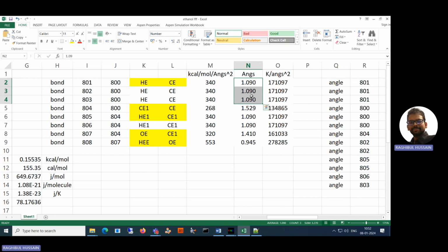So replace all the numbers by the variables. Then only you can identify different types of bonds, different types of angles. Total bonds are how many? So total we have 8 bonds right now. But how many types? Types are only 5. So you have to enter only 5 types, not all bonds.